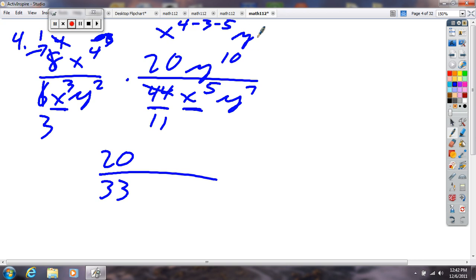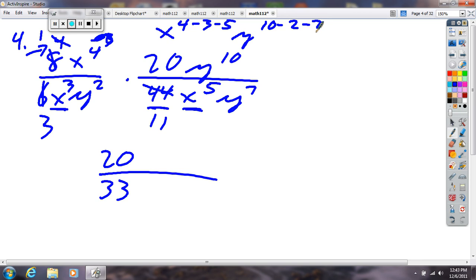Then I'm going to do the y's. Top left, no y's. Top right, y to the 10th. On the bottom left, I have y to the 2. Moving to the top, it becomes negative 2. And I have y to the 7, which becomes a negative 7.